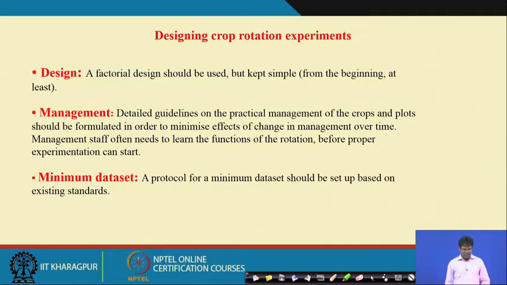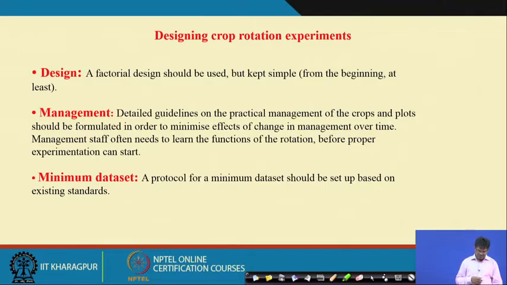And of course, the minimum data set protocols. When you go for the experimental design for the evaluation of the rotation experiment, the experiment protocols should be set, and the minimum data sets, so that there is proper evaluation: what are the important data sets that should be documented, what is the methodology, and what type of data should be collected for the crop rotation experiment evaluation.